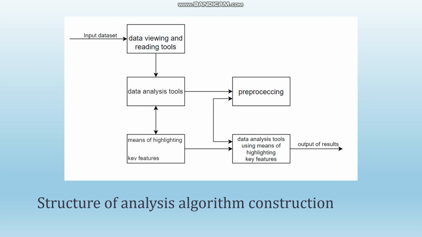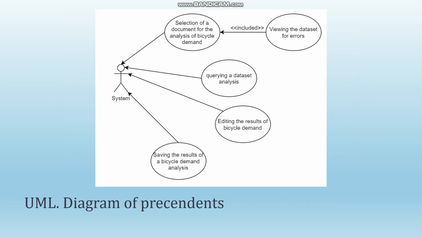We find some mistakes, and if everything is good, we analyze this dataset, make pre-processing, and highlight the key features. And when all the steps are done, we analyze this dataset using the highlighted key features, and we have results.